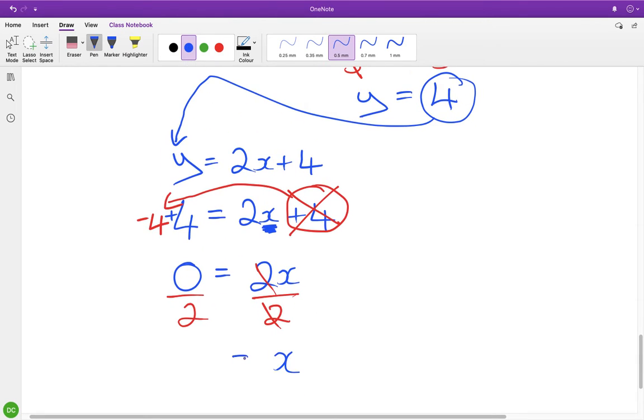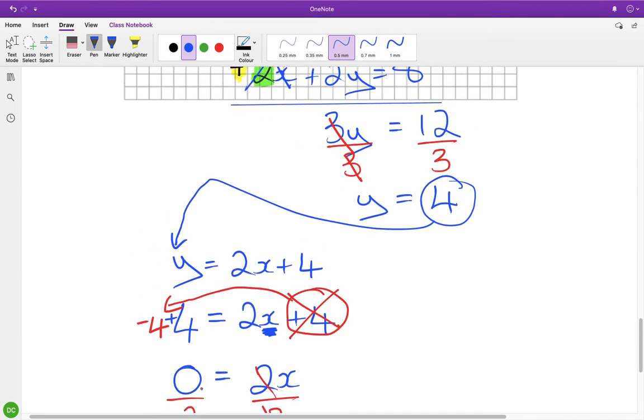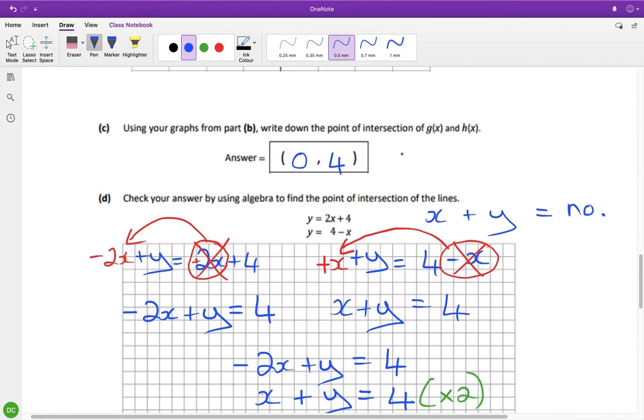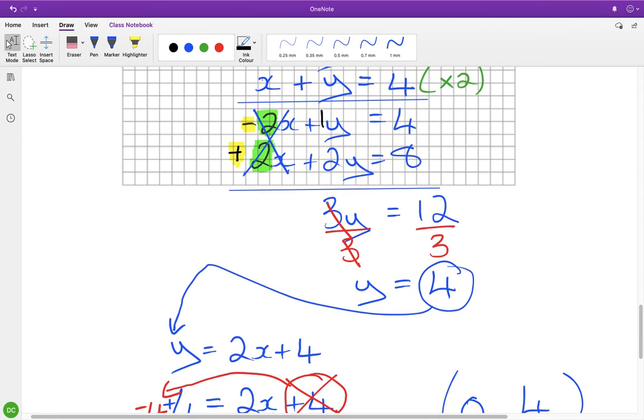So x equals 0. So if I write my point down, the x value goes first, so that's 0, and the y value goes second, so that's 4. And if you remember, that's what I got. Okay, so I was checking my answer, which means we should have got the same thing, and we did.